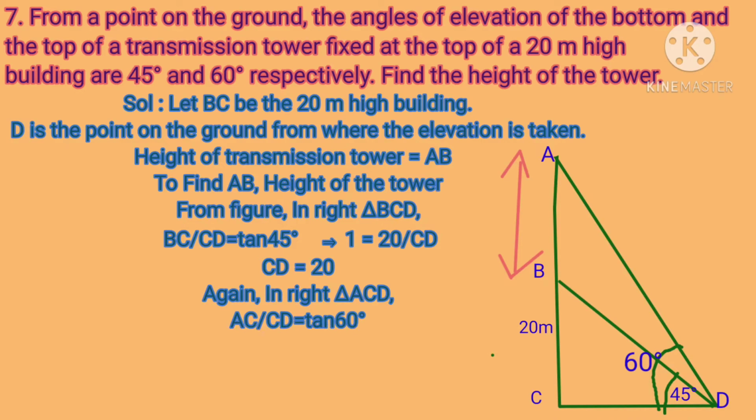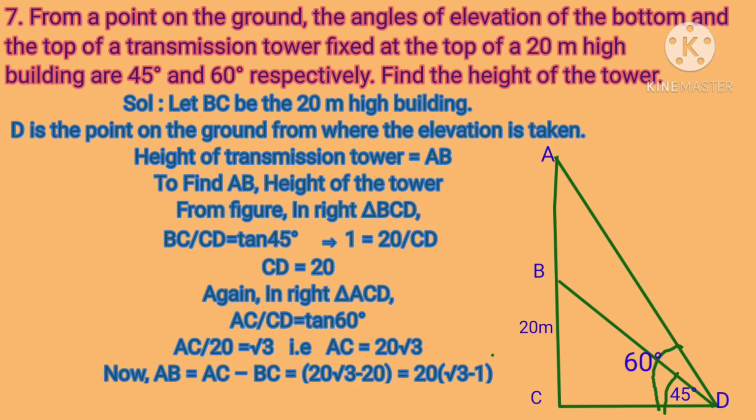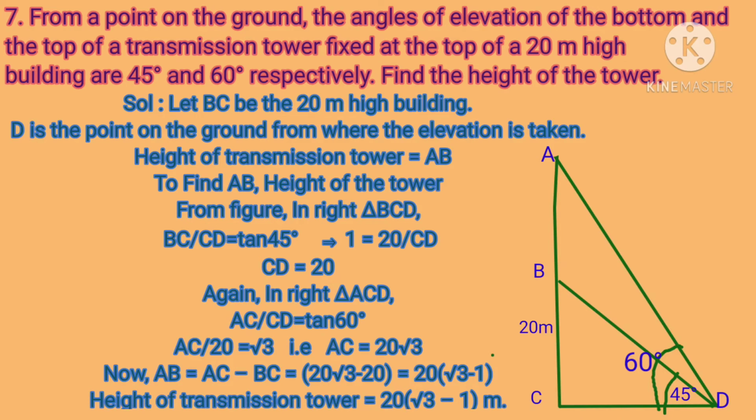From the figure, in right angle triangle BCD, we have BC by CD. BC is given here. So BC by CD is perpendicular by base, that is tan 45 degrees. Tan 45 degrees is 1. So 20 by CD, so CD is equal to 20 meters. Again in right angle triangle ACD, AC by CD is equal to tan 60 degrees. So put the values here. Tan 60 is root 3. AC by 20. So AC is equal to 20 root 3.